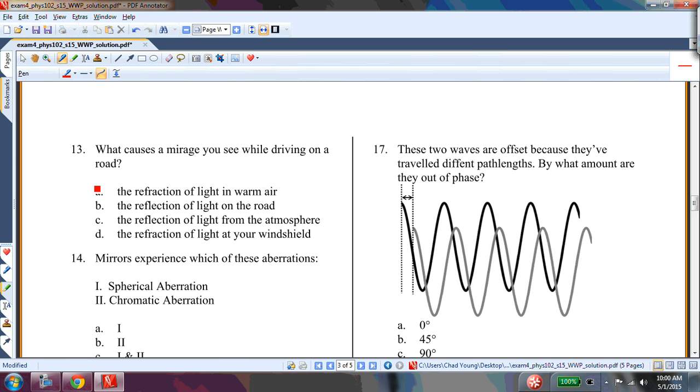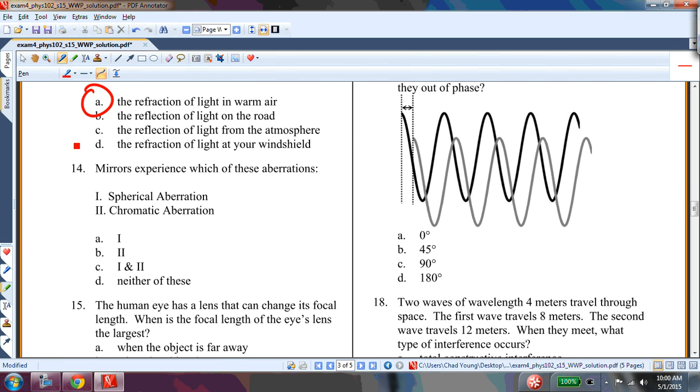What causes a mirage when you see while driving on a road? That's due to the refraction of light in the warm air. 13 then is A. Mirrors experience which of these aberrations? Mirrors do not experience these. They only experience spherical aberrations.